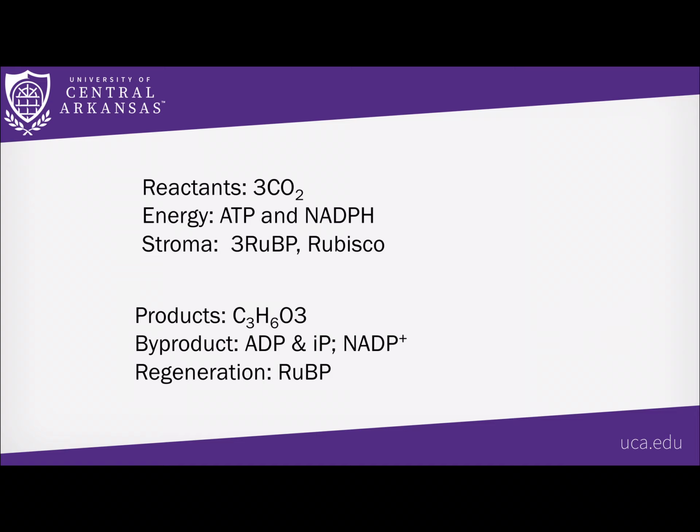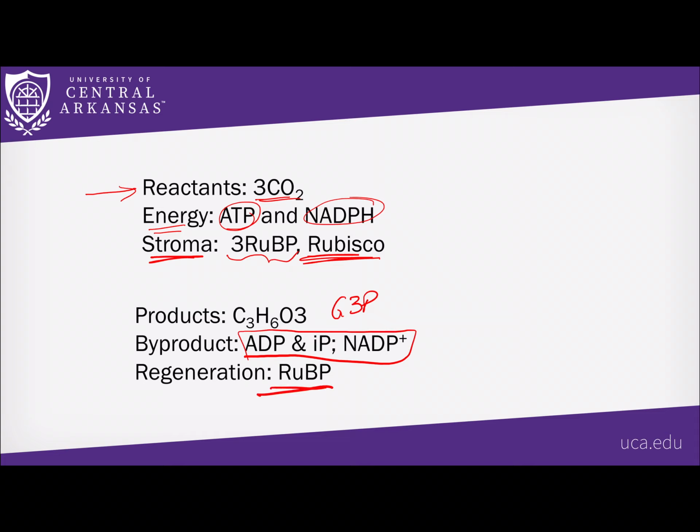So going back, the reactants for the Calvin cycle will be carbon dioxide, 3 molecules of carbon dioxide. The energy source will be the ATP and NADPH. This occurs in the stroma, and the carbon is picked up by RuBP, and this is facilitated by the Rubisco enzyme. The product is the G3P, and the byproducts are the regeneration of the ADP, inorganic phosphate and NADP. They are recycled, and RuBP is regenerated.